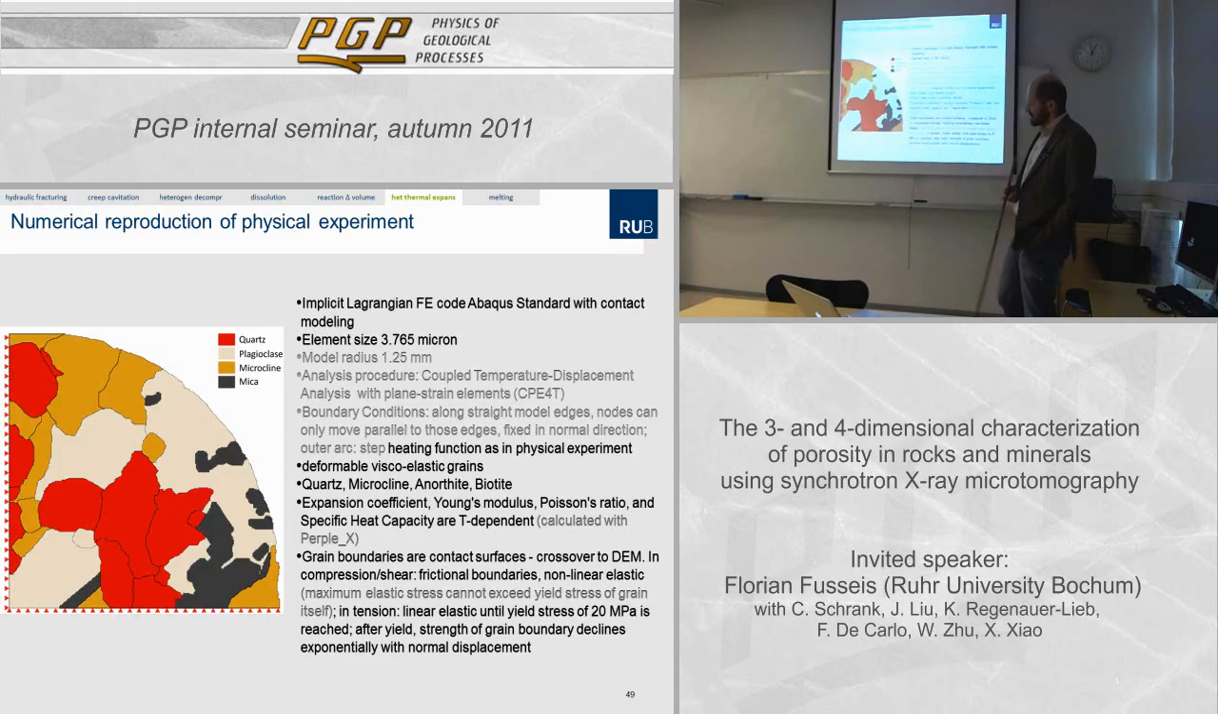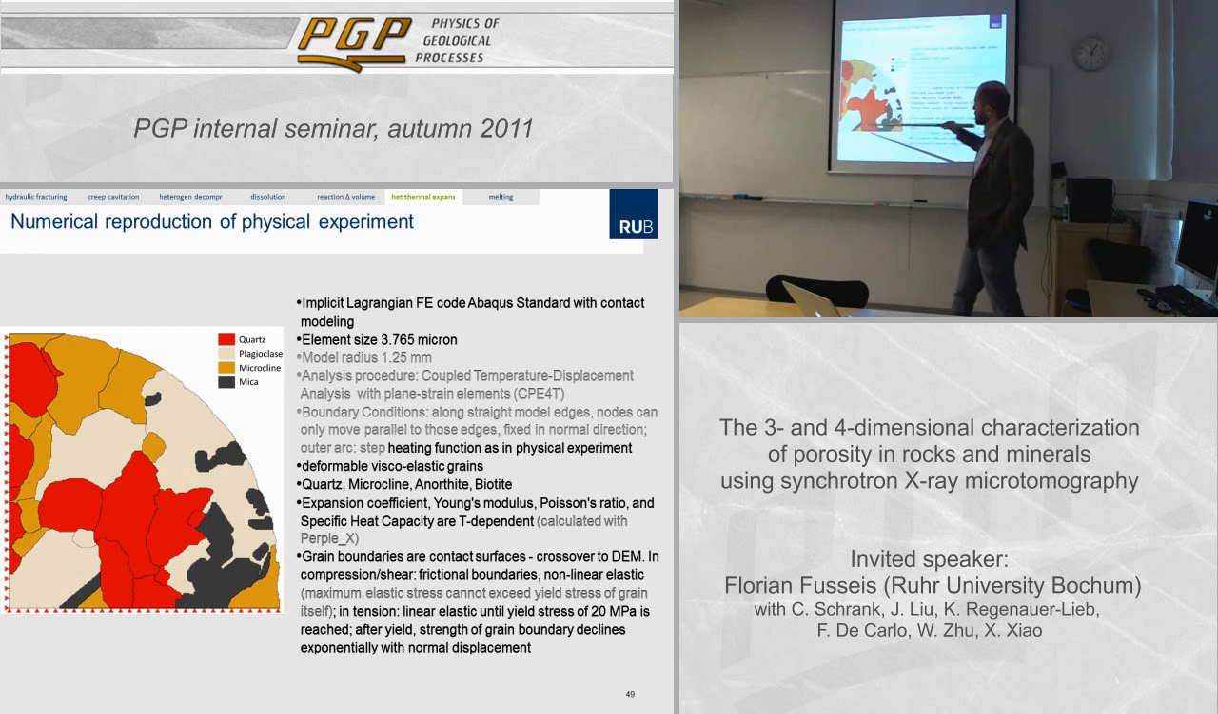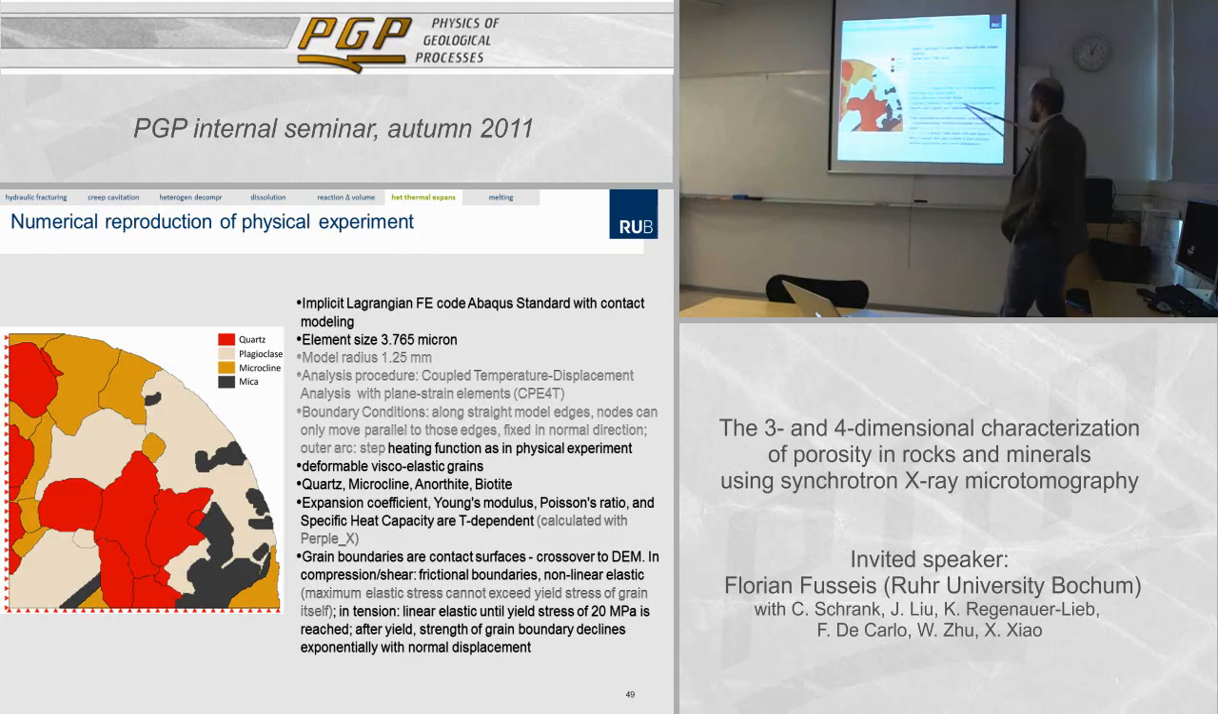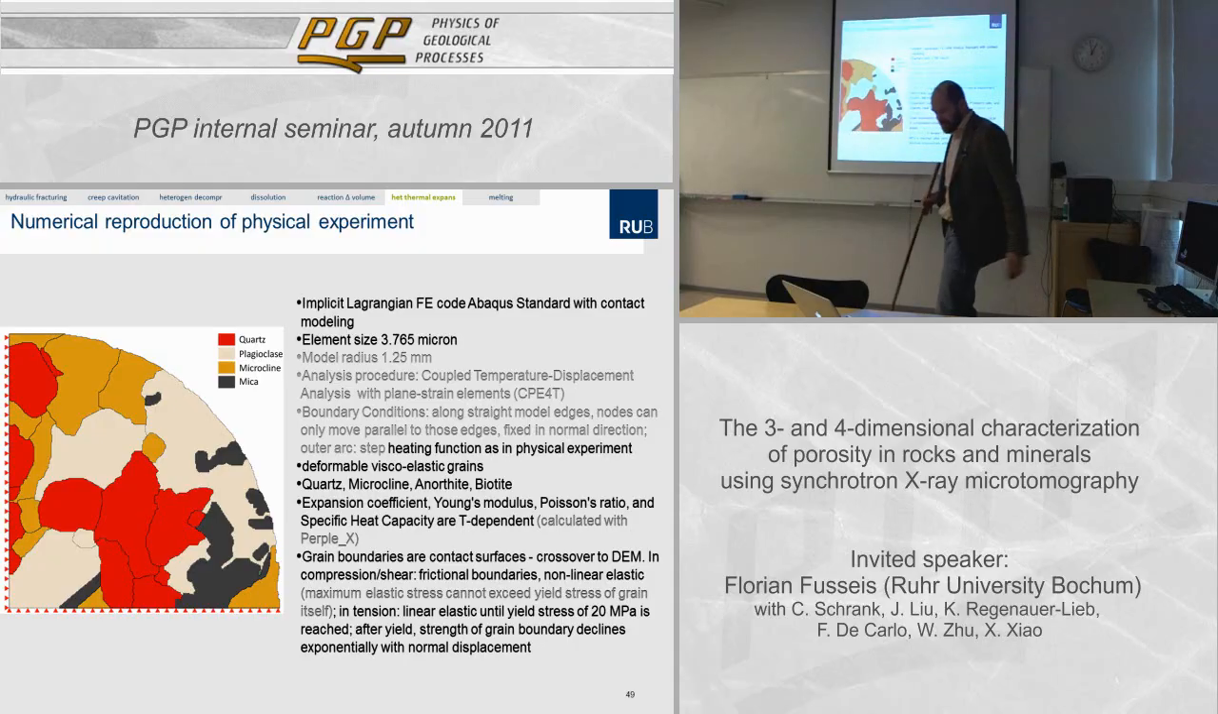We came up with this combined finite element, finite difference code, which reproduces that experiment. Here it's just a quarter of our sample, a 2D model at this stage. It considers 4 mineral phases. All the physical properties that are relevant are very well calibrated and temperature dependent, and it does also include grain boundaries as contact surfaces. And they have, of course, properties in compression and in tension and so on. A very well calibrated experiment.